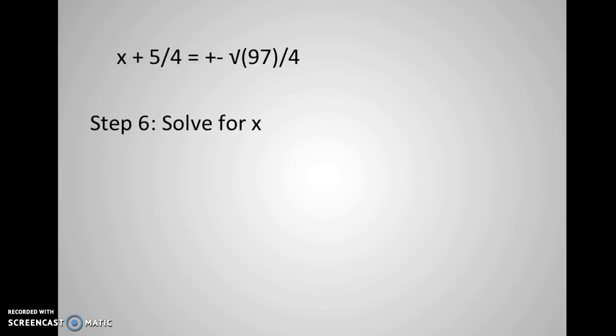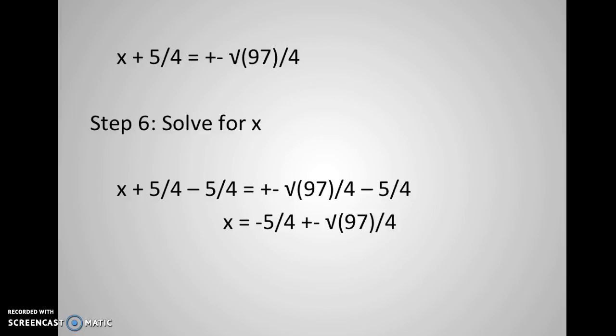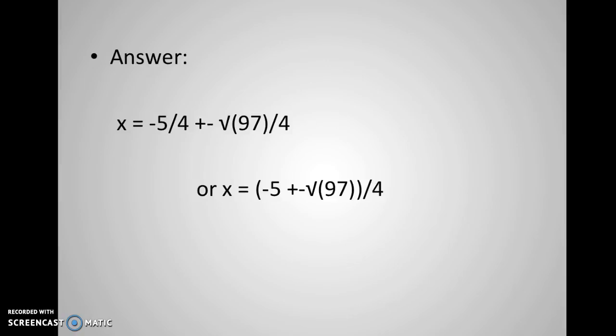And then our very last step is that we're going to solve for x by subtracting 5/4 from both sides of the equation. So we have x plus 5/4 minus 5/4 is equal to plus or minus the square root of 97 over 4 minus 5/4. And we can rewrite that using the commutative property and say x equals negative 5/4 plus or minus the square root of 97 over 4. So our answer can be written two different ways. Negative 5/4 plus or minus the square root of 97 over 4, or negative 5 plus or minus the square root of 97 all over 4.